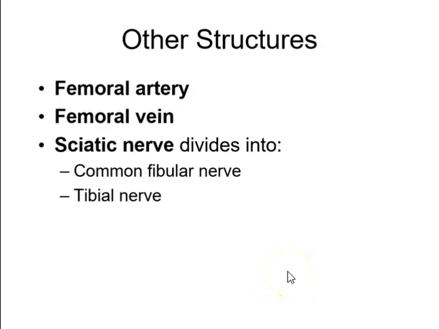Again, the structures that we are most concerned about are the femoral artery, the femoral vein, as well as the femoral nerve. Posteriorly, we'll be able to see the sciatic nerve. The sciatic nerve will divide into the nerves that innervate the lower leg. It will bifurcate and branch into the common fibular nerve, going towards the fibula laterally, and then the tibial nerve going medially.